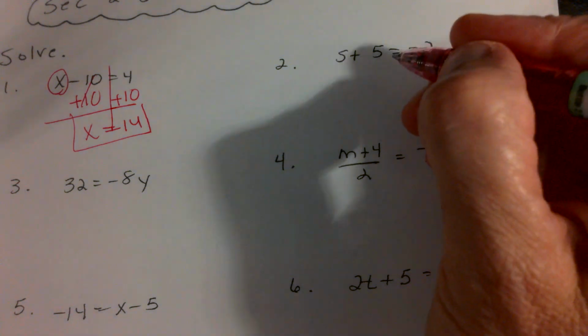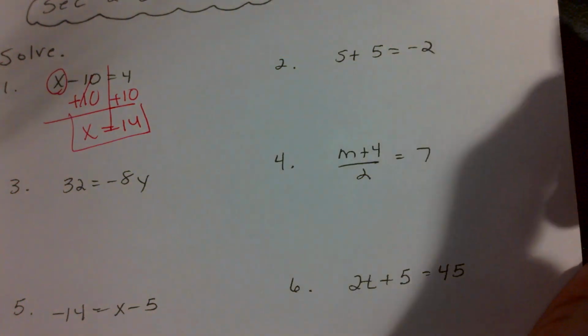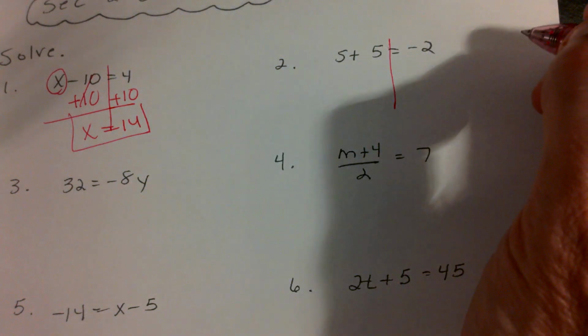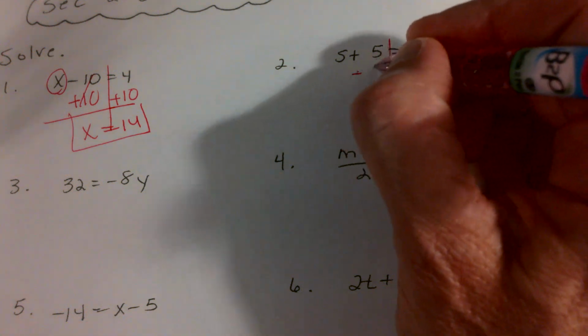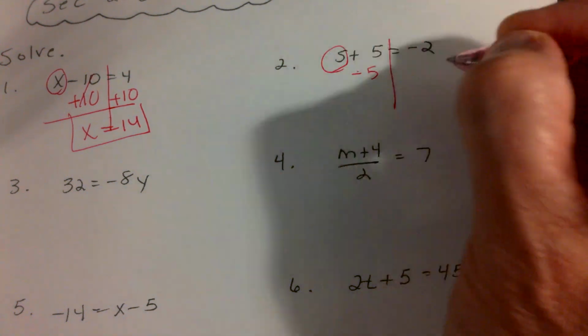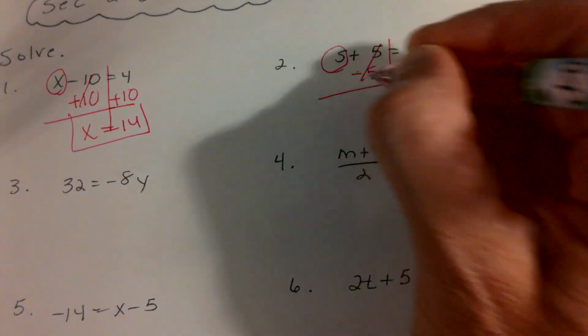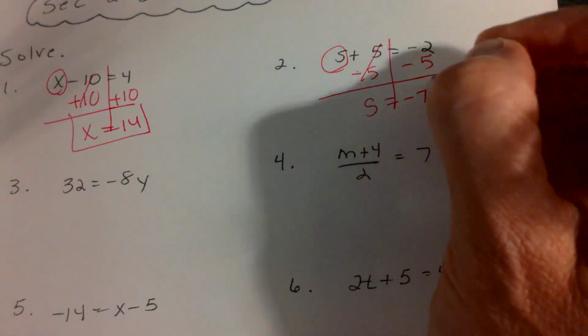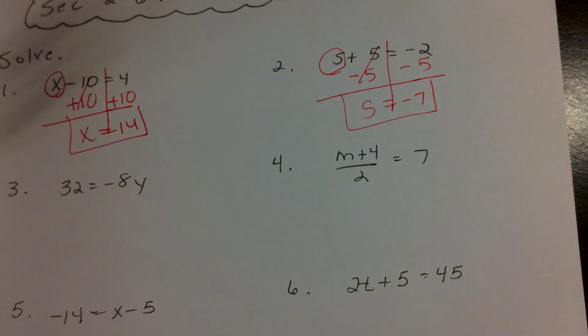Then we move over here. S plus 5 equals -2. So again, the opposite of adding 5 is subtracting 5. Oops, I didn't circle the variable. And we have S equals -7. Those were one-step simple ones.